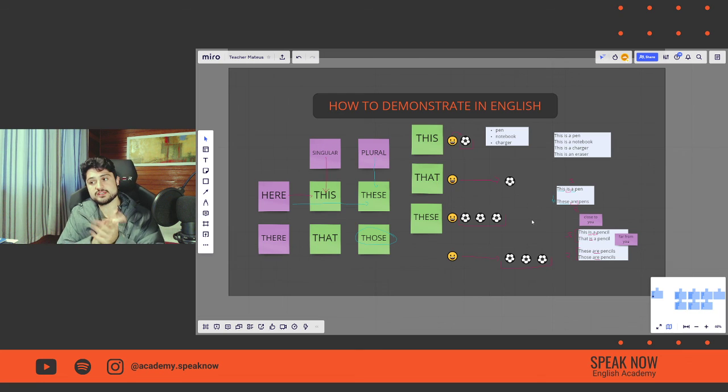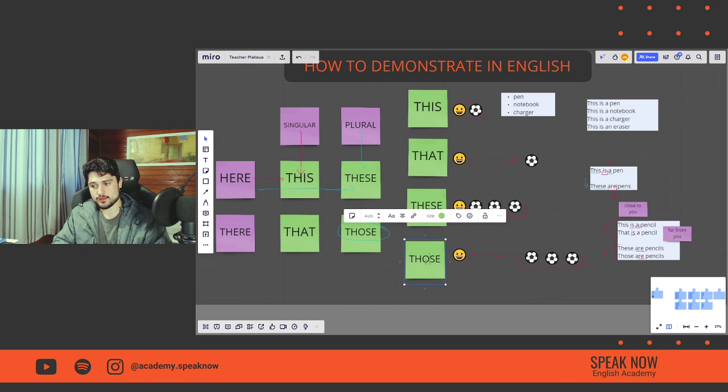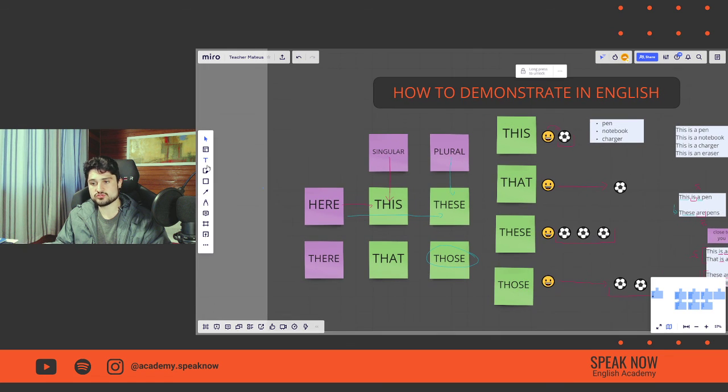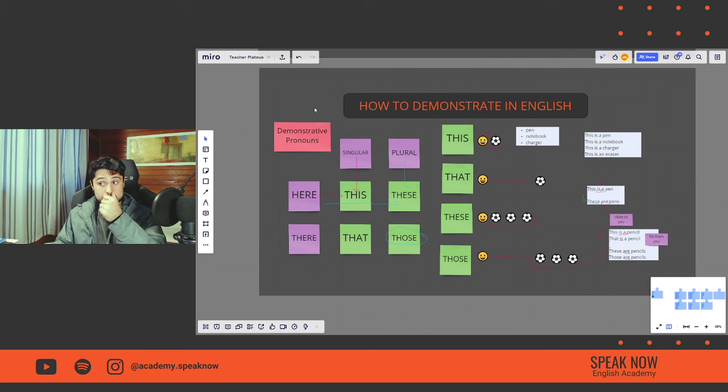The name of these guys, this, that, these, and those, we call them the demonstrative pronouns because they demonstrate elements in the English language. Demonstrative pronouns. So that's it. That's pretty much it for today.